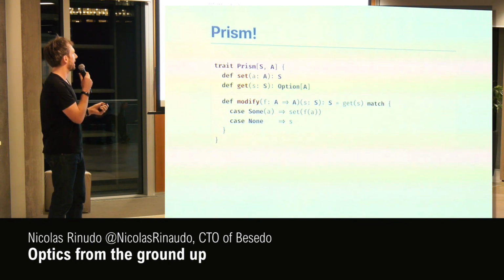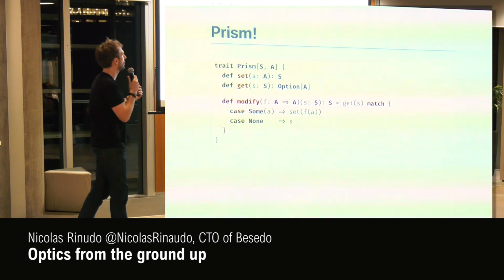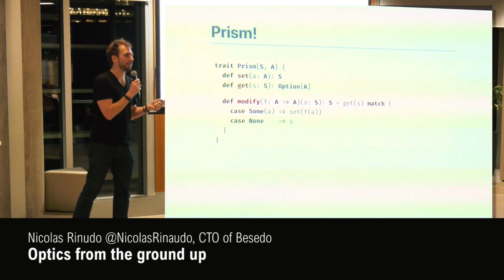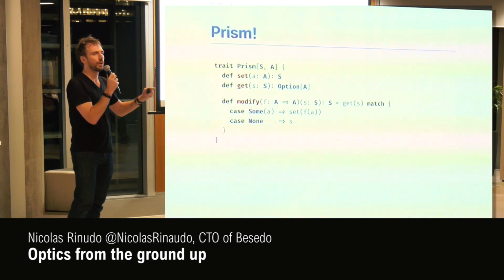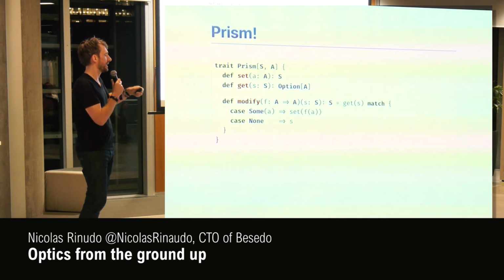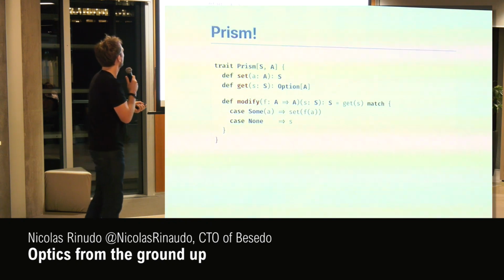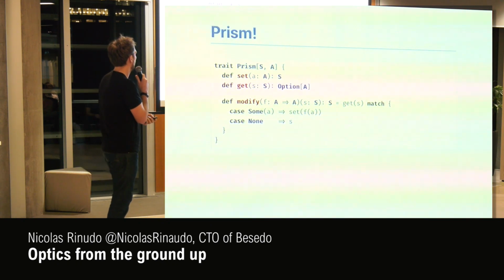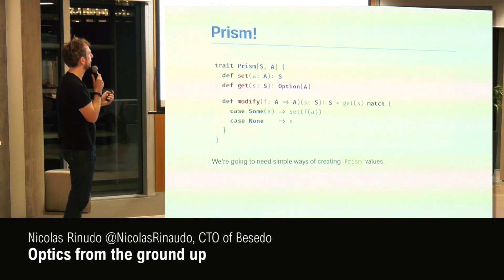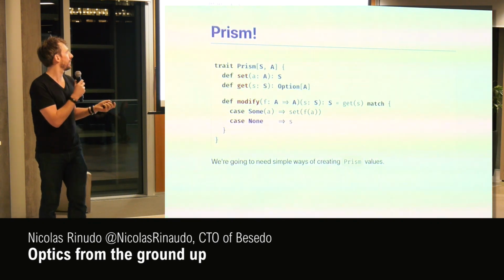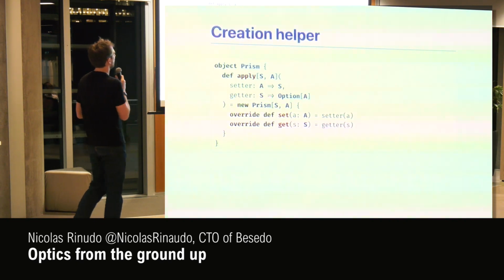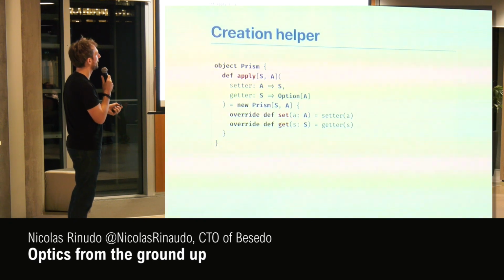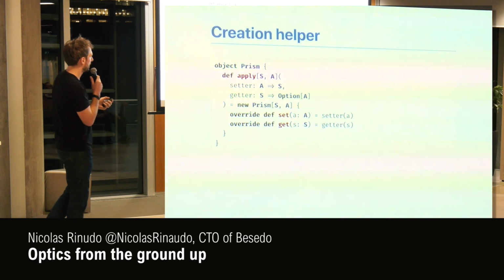Then you have the set, that's slightly different as well. It's called set because it's in the position of get. It's a bit of a weird name, but it allows you to go from a login to an auth. It just allows you to upcast your sum type, yes. And modify is just follow types and implement it. It's not particularly interesting. And we are going to do, as before, create lots of instances of Prism, so let's write some creation helpers. The obvious thing to do, like before, the apply method.